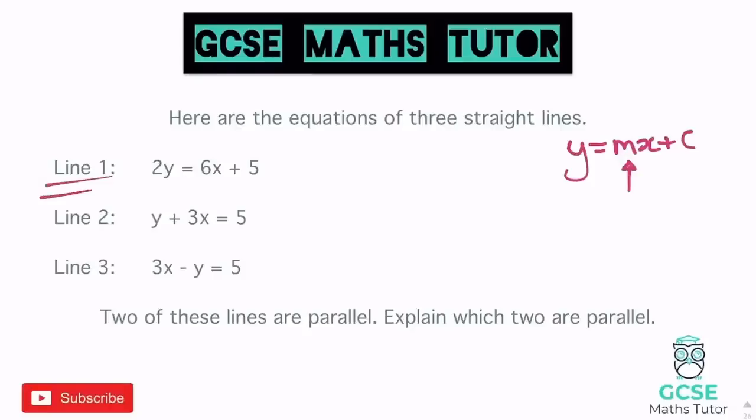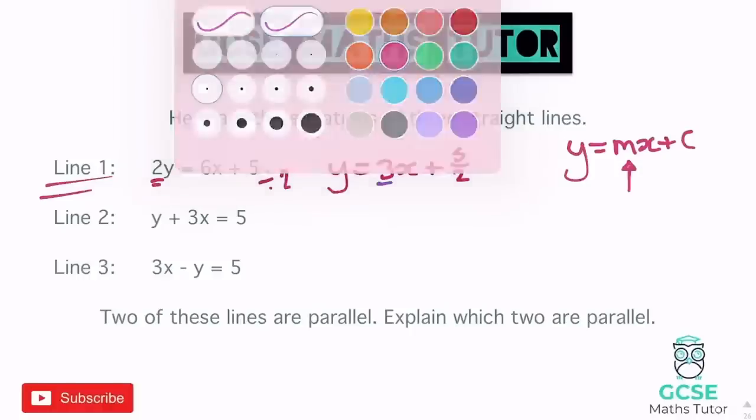So let's have a look at this first one. And that says 2y. So in order to get that to be just y, we're going to have to divide everything by 2. So if we divide everything by 2, we get 1y equals 3x, I'm going to do 6 divided by 2, and then 5 divided by 2 is 2.5, or I could just leave it as a fraction if I want 5 over 2, which you can write as 2.5 if you like. So this line here has a gradient of 3. Let's have a look at the next one.